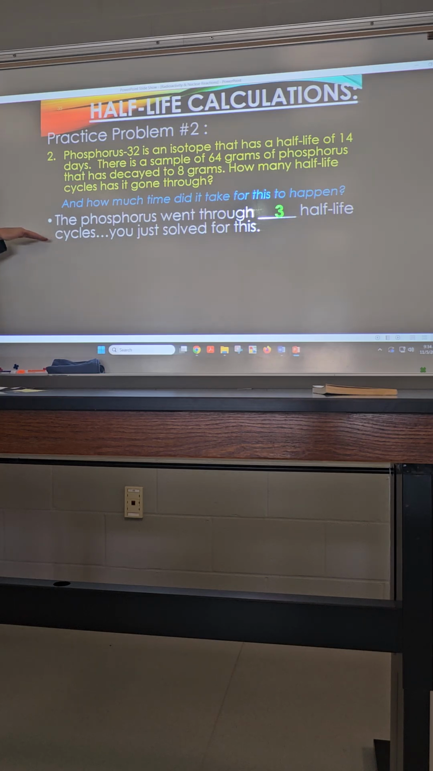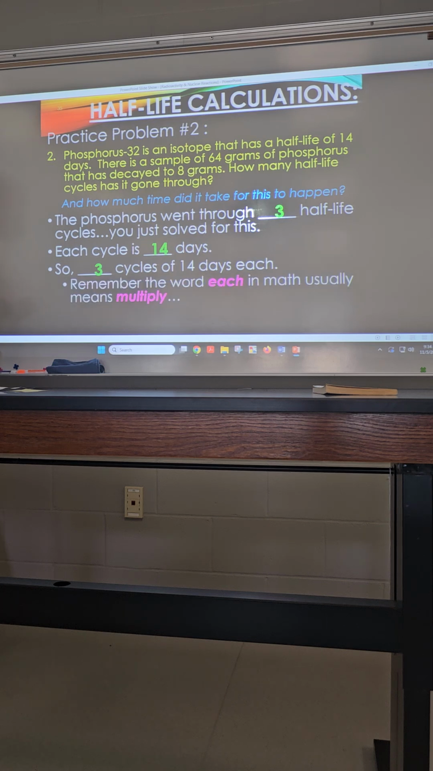So if we went through 3 half-life cycles, each half-life cycle is the 14 days. So we want 14, 14, 14. So instead of adding them 3 times, let's just multiply. 14 times 3. So 3 cycles of 14 days each. It's that key word for multiplication, each. And so 3 half-lives times 14 days per half-life is going to give us a total of 42 days. So it took 42 days total for this to happen.